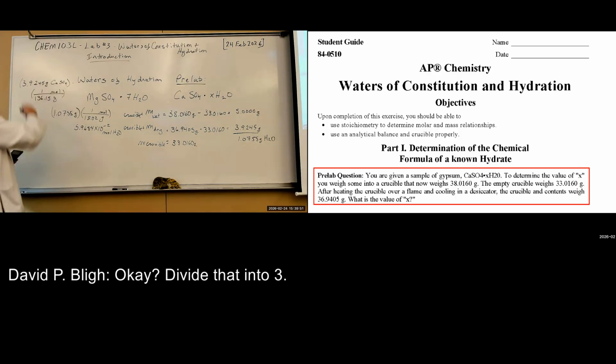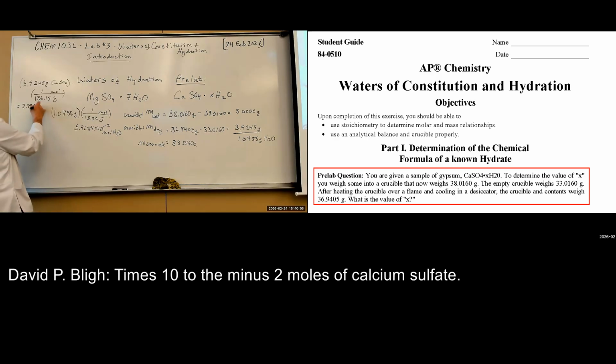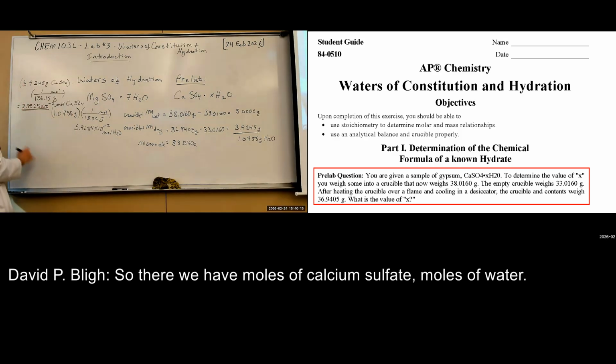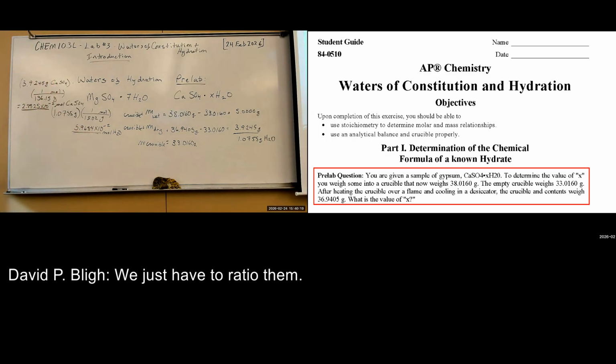Okay. Divide that into 3.9245. And I get equals 2.8825 times 10 to the minus 2 moles of calcium sulfate. Okay. So there we have moles of calcium sulfate, moles of water. We just have to ratio them, right?